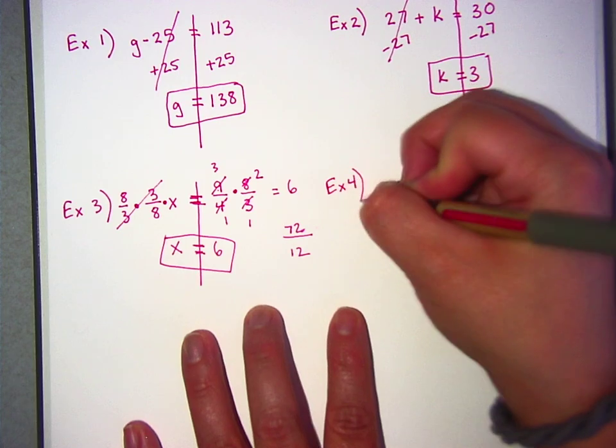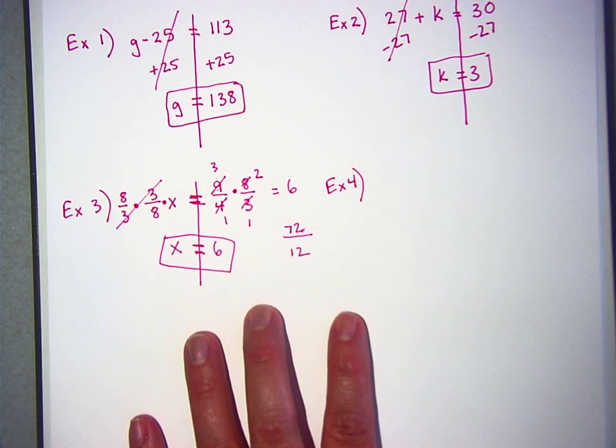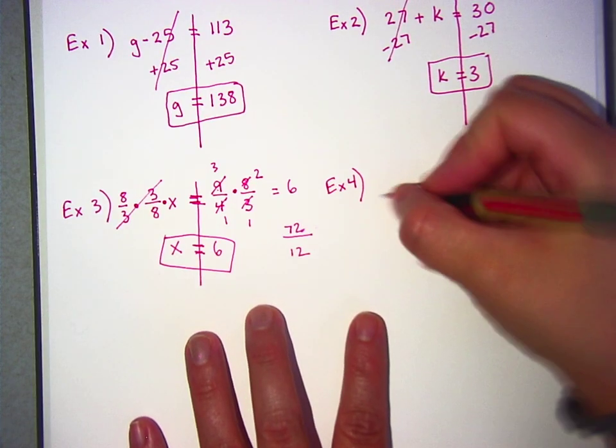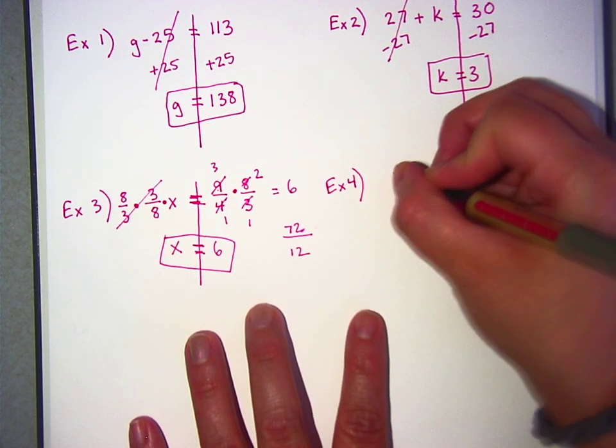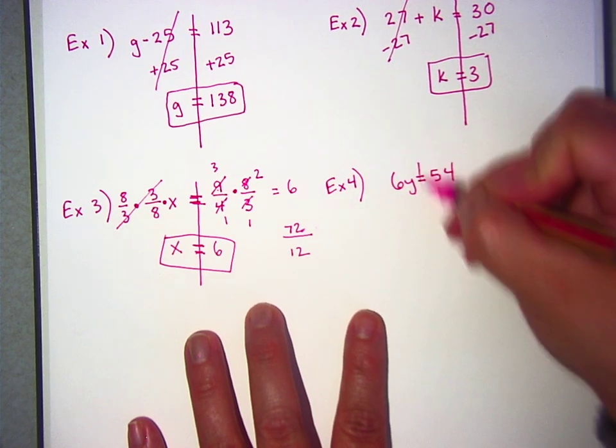All right, example 4, this is the one where we're competing with each other. This is the one for the little hands. Here we go. It is not a race. 6y equals 54. Make sure you draw your line.